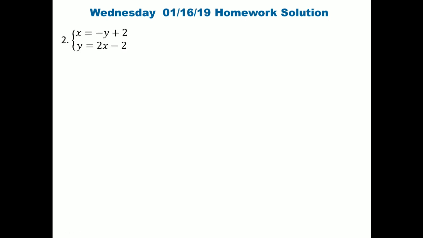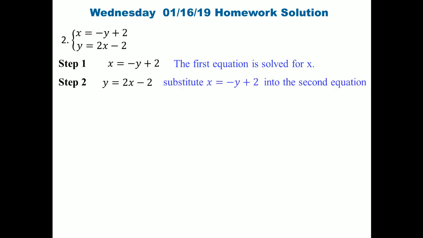Number 2, x equals negative y plus 2 and y equals 2x minus 2. Okay? Alright, step 1. The first equation is already solved for x, so we're just going to end up using that one. x is equal to negative y plus 2. Step 2. You're going to substitute x equals negative y plus 2 into the second equation. Do you see the x in the second equation? It gets replaced or substituted by negative y plus 2.